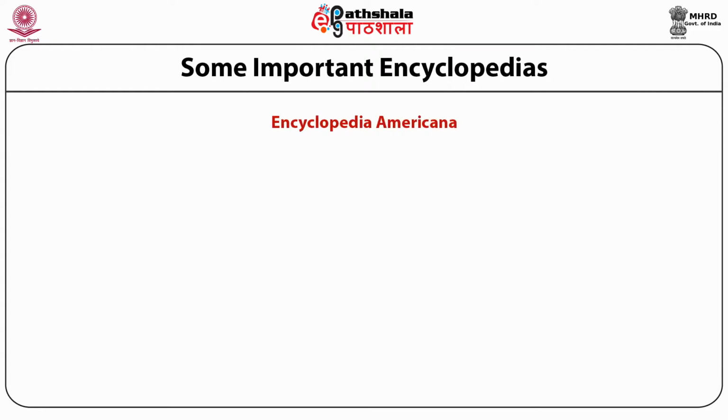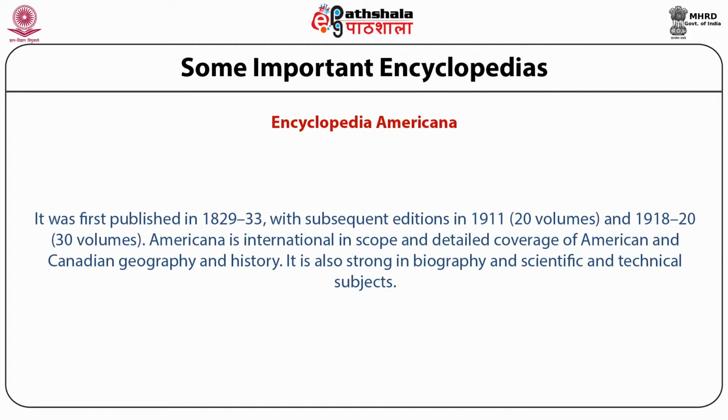Encyclopedia Americana. Encyclopedia Americana, yet another prestigious publication, was first published in 1829-33 with subsequent editions in 1911, 20 volumes, and 1918, 30 volumes. Americana is international in scope and has detailed coverage of American and Canadian geography and history. It is also strong in biography and scientific and technical subjects.